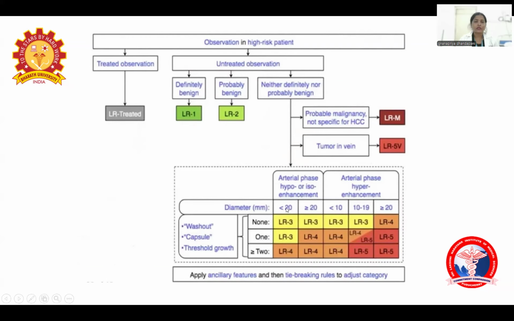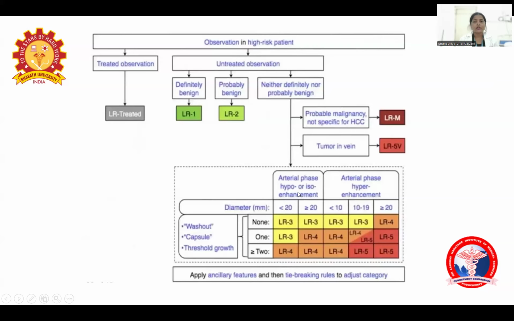For the other features, if the lesion less than 2 centimeter is showing the other three features: washout, capsule, or threshold growth, if any one or none of the features are present, then we classify these lesions as LR3, which is the intermediate probability. Similarly, for an arterial phase hypo or iso-enhancing lesion which is less than 2 centimeter in size, showing two or more of these features, then we classify it as LR4.